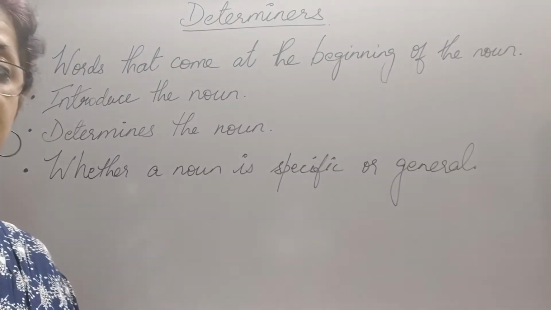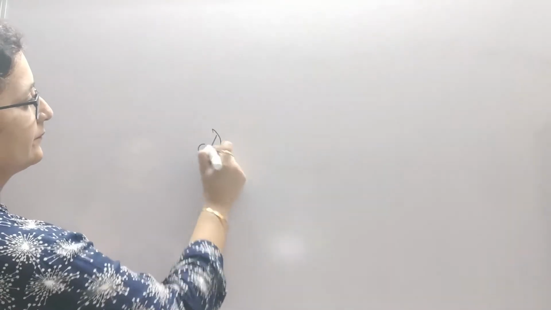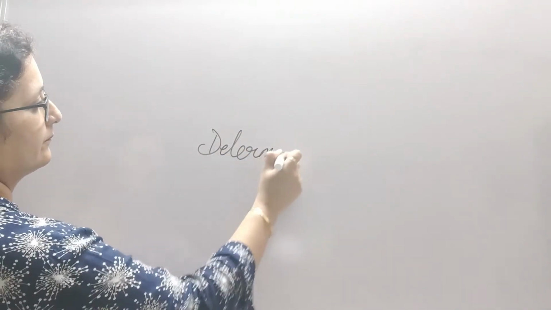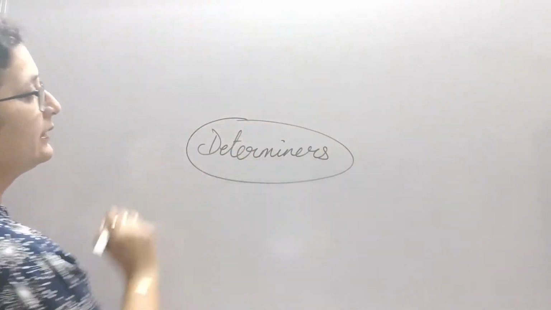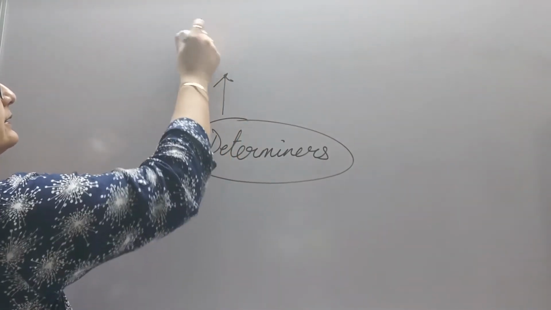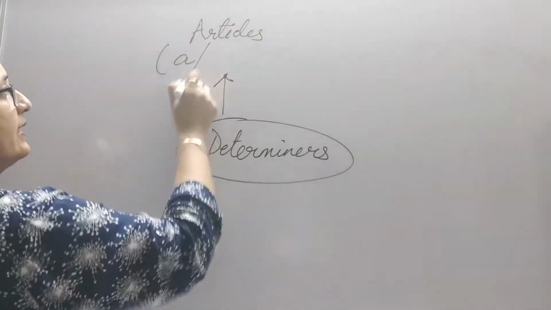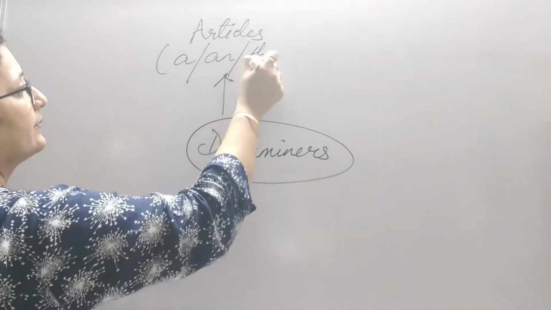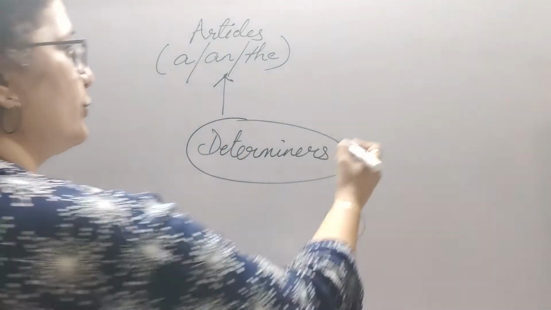Let's go further and see what are the different categories which fall under the determiners. Let us begin with determiners in the center and the different categories which fall under determiners. The first and the foremost are articles, which has a, an or the. Right? I'll be describing each one of them separately to you all.